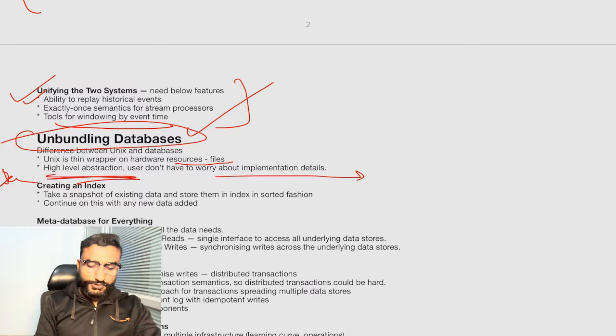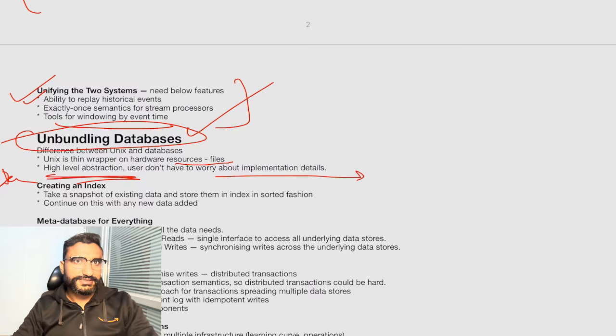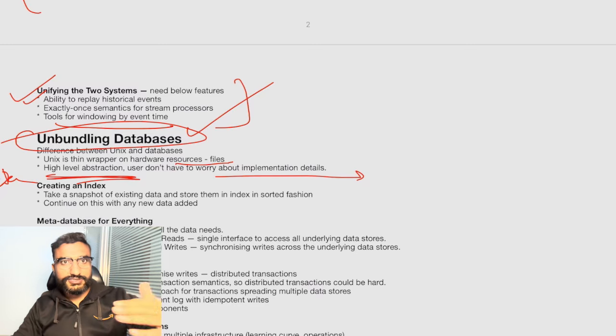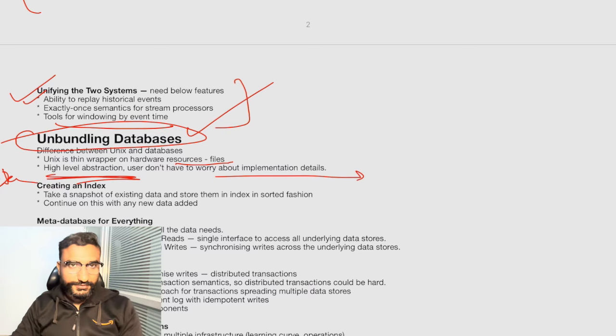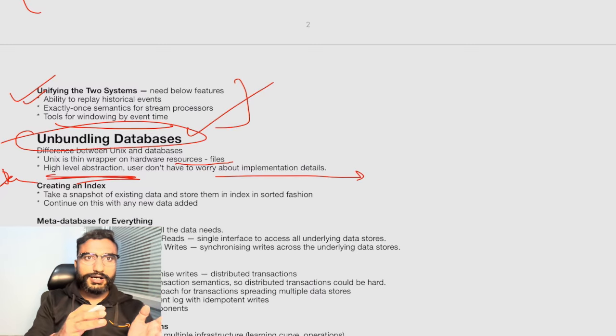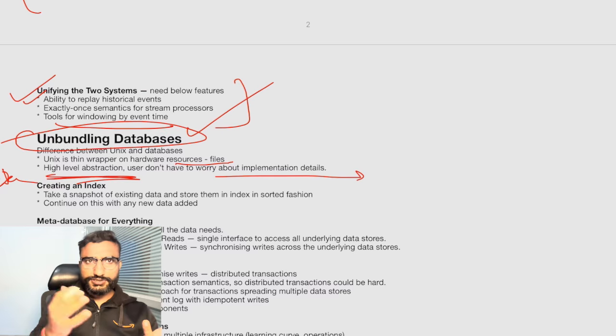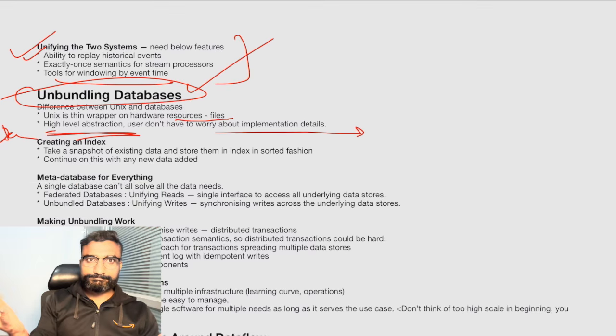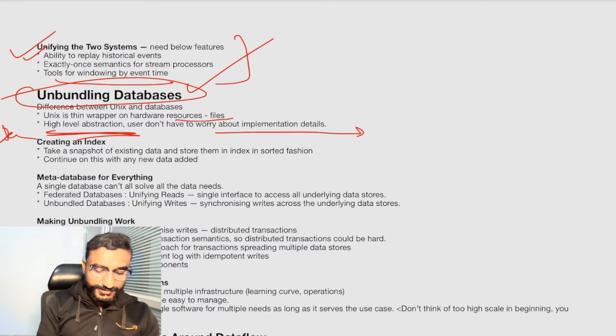Users don't have to worry about implementation details. In case of Unix, you have to think about how the data should be stored in the file, so that you should be able to retrieve it easily. You can dump anything. There is no structure defined. But in case of databases, there is some sort of structure by which you specify how your data is stored, and then you can retrieve that easily. So there is a higher level abstraction, but depending on the use case, we do it.